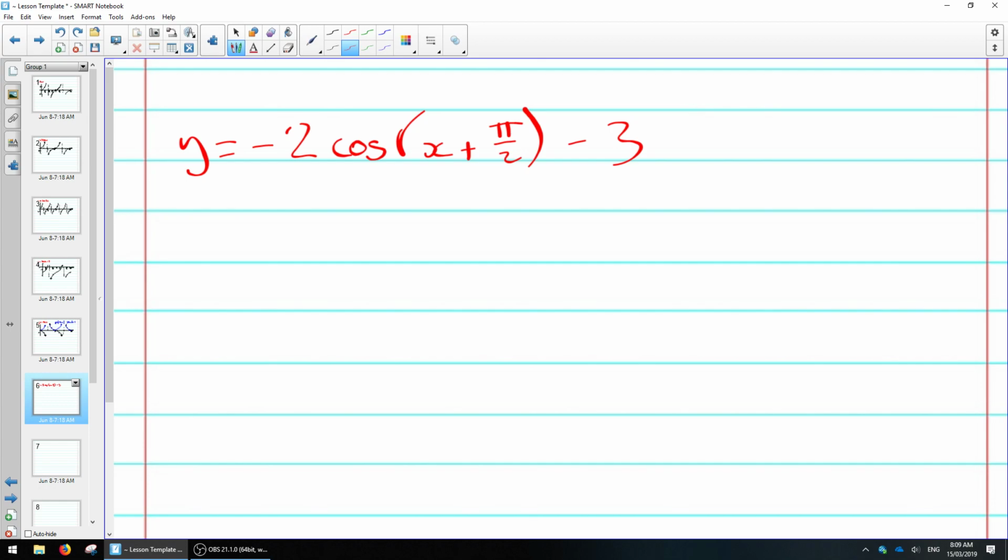The next thing I would think about is minusing 3. So now, rather than starting at negative 2 and going up to 2, I'm starting at negative 5 and going up to negative 1. The only last thing we need to do is shift it 1 to the left. Rather than starting at negative 5 and going up to negative 1, I'm now going to start at negative 1 and go down to negative 5.